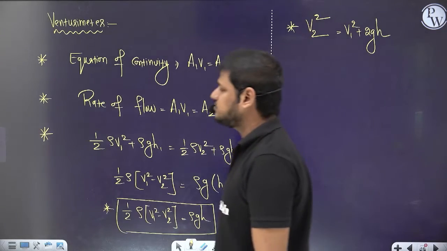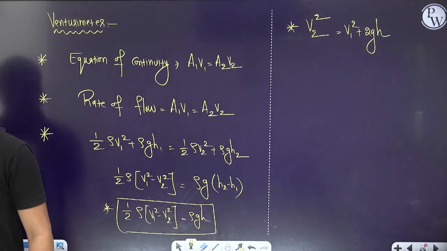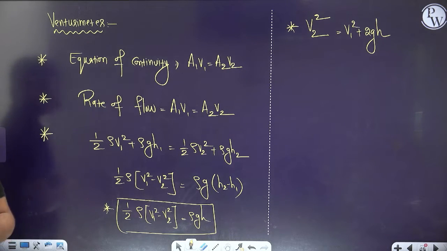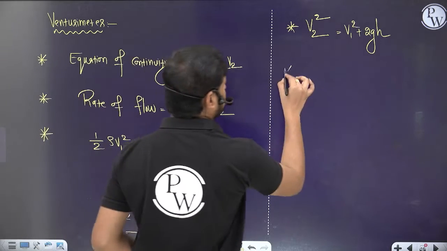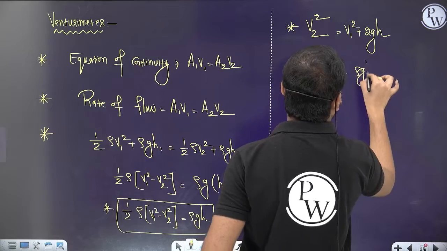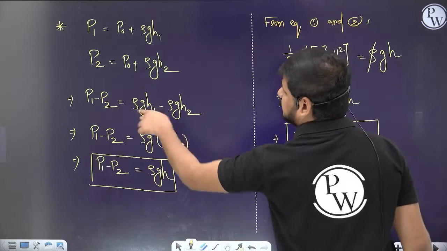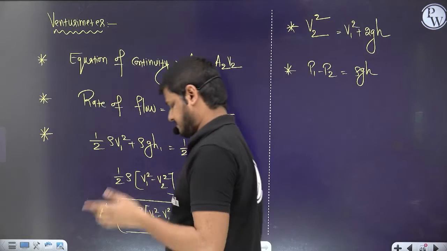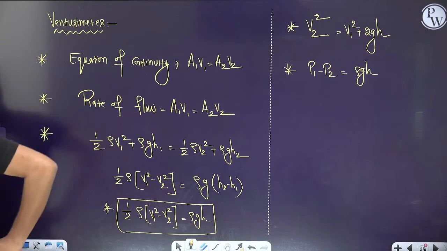So this is about the venturimeter. Clear, guys? Everyone, just note this down and check the concept. If you want, you can also write P1 minus P2 is equal to rho GH. From where has it come? Here. P1 minus P2 is equal to rho GH. So this also you can write.